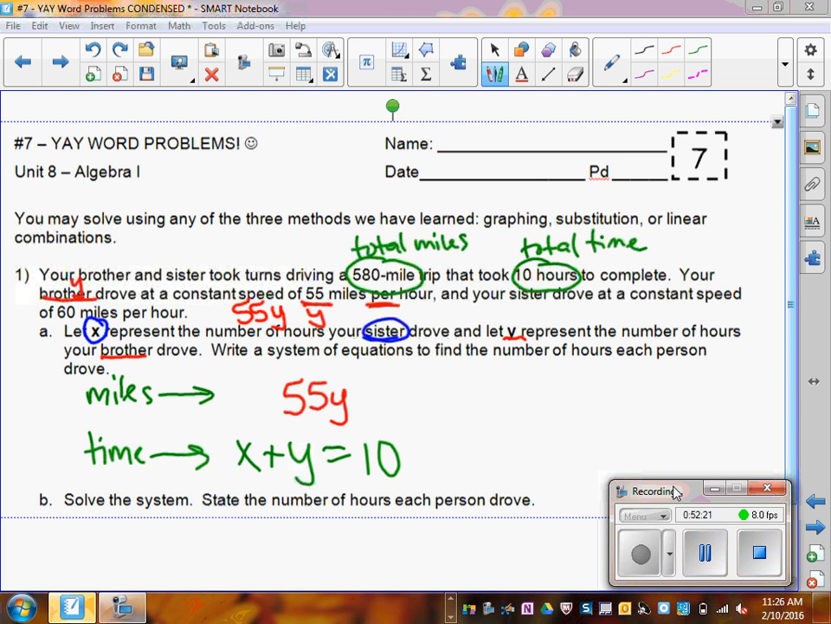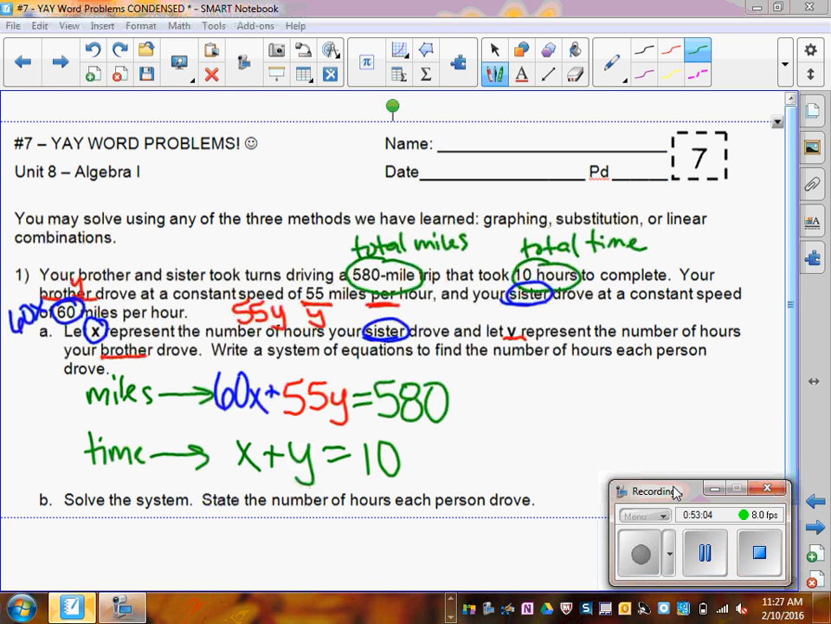Then the mileage that my sister went. So our sister drove at 60 miles an hour. So this is again 60 miles per hour, 60 times x. Sister's x. Alright, so the number of miles my sister drove is going to be 60 times however long she drove. If she drove for 1 hour, that's 60 miles. If she drove for 2 hours, that's twice that, 120. So that gives us our mileage, and the total mileage, they said, was 580. Alright, so we have our two equations. That takes care of it.